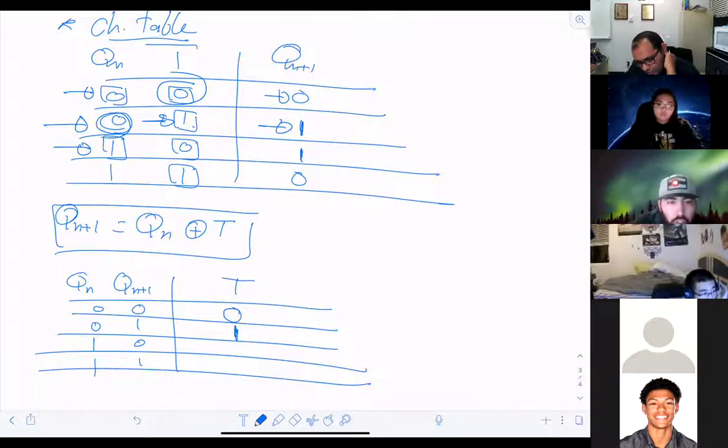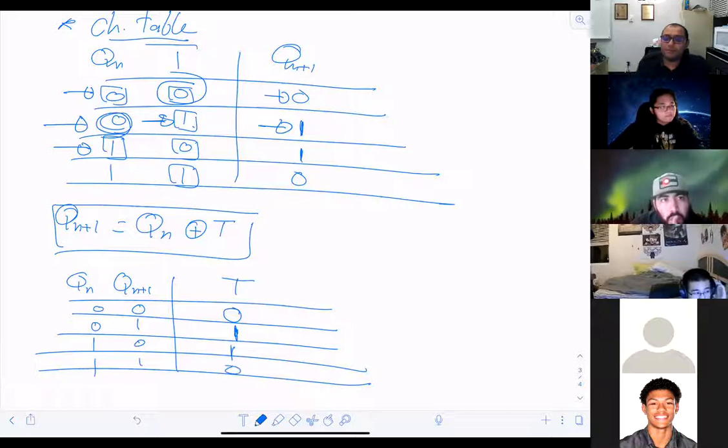Something is not correct, right? So you basically get the same table as the last one. Yeah, it should be the same, right? Yeah, 0, 1, 1, 0. It's going to be like this. It's going to be XOR also.